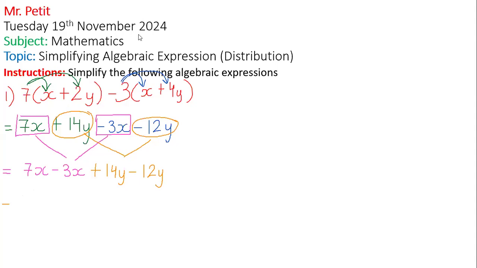It's going to be equal to 4x. Plus, what is 14y minus 12y? 2y. Very good. So we have 4x plus 2y.